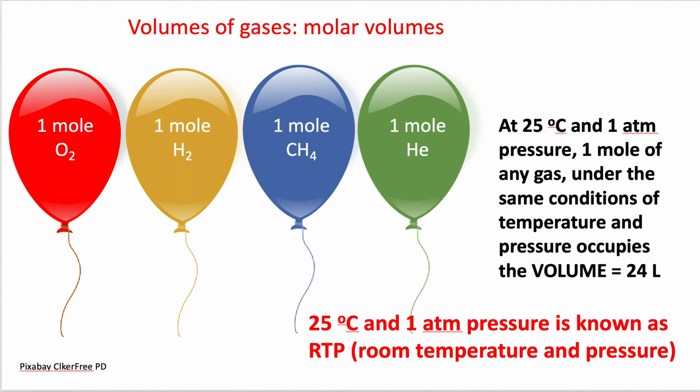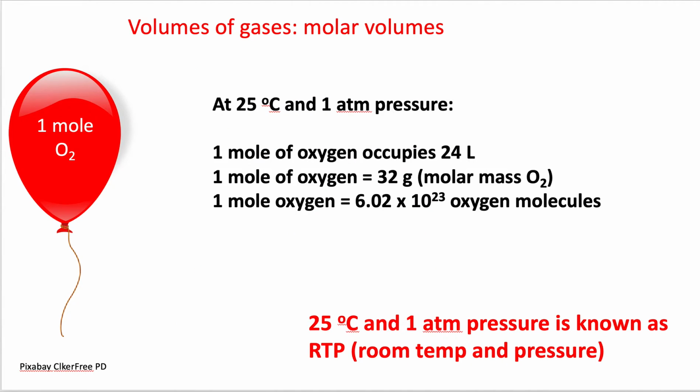So if we pick particular conditions, 25 degrees Celsius, that's a warm room, 1 atmosphere pressure, an average atmospheric pressure, not low in a hurricane and not excessively high in meteorological terms. But under those conditions, all the balloons would have a volume of 24 litres. And it's known as RTP, room temperature and pressure.